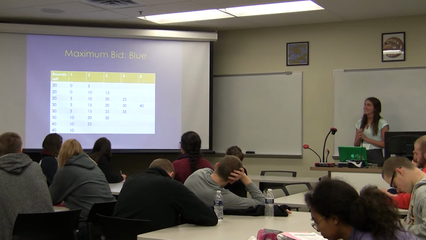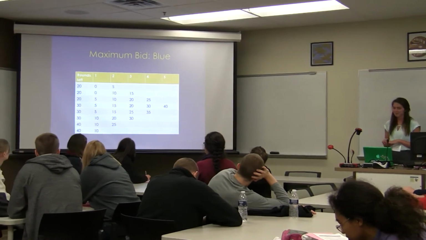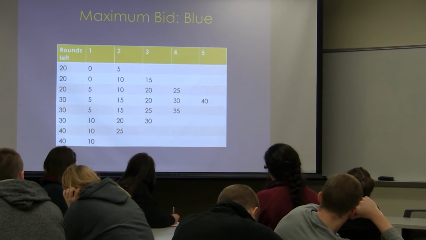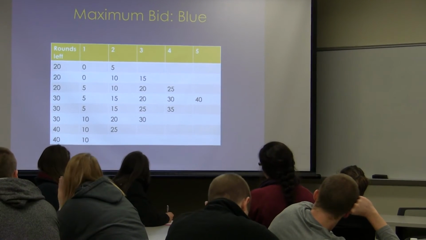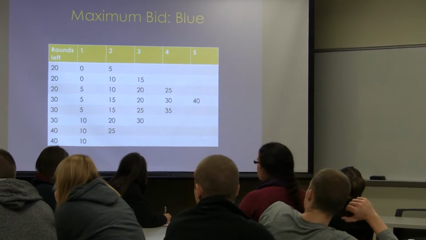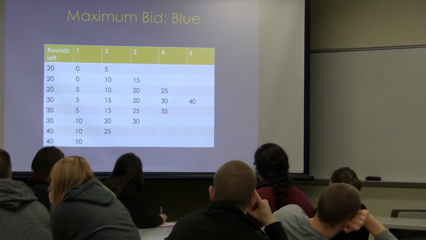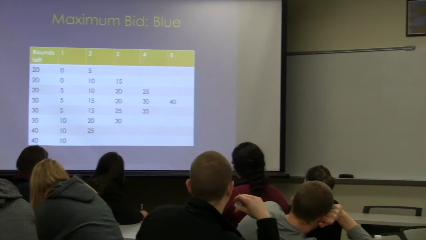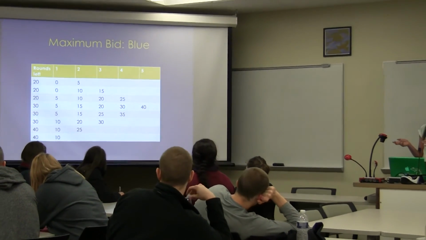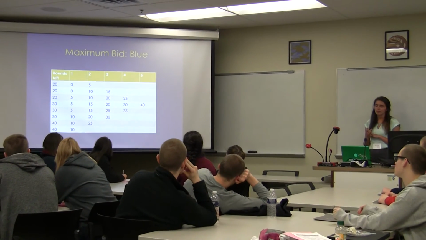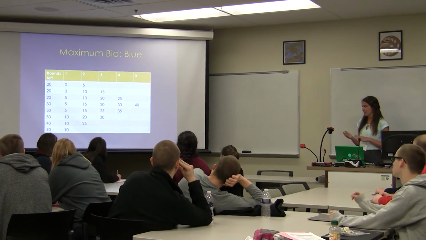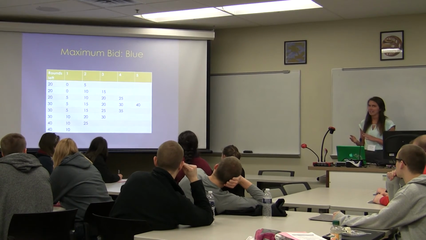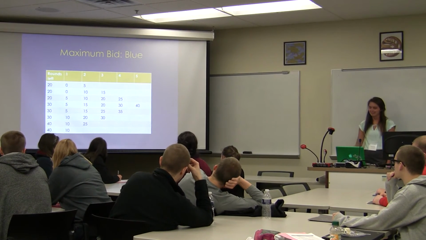Okay, so we use this to calculate the maximum bid for each property for each color. Starting off the game with 5 rounds left, the blue properties are worth $40. And by the end of the game, when there's one round left, the blues are worth between $0 and $10. So as the game goes on, you should be bidding less and less for the properties, not more and more.